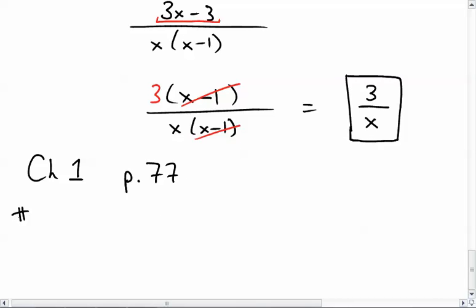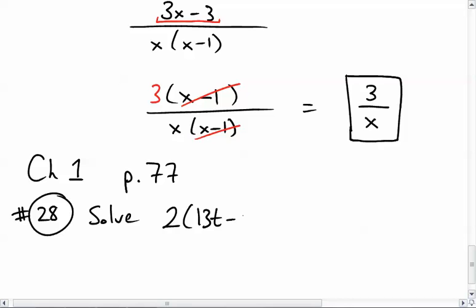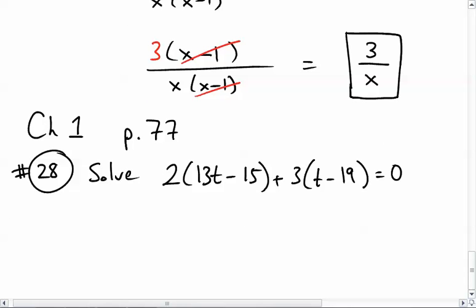Number 28 is, now we're going for solving linear equations. So we have 2 times 13t minus 15 plus 3 times t minus 19 equals 0. Okay, so first thing is we want to expand through the brackets.